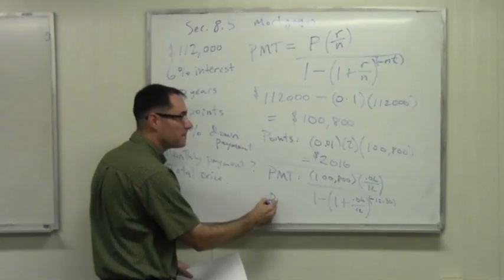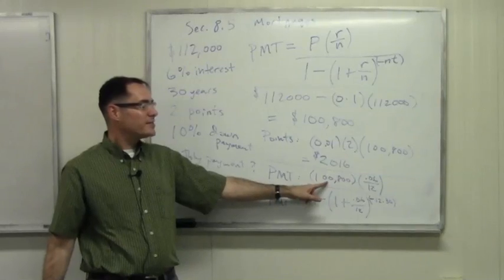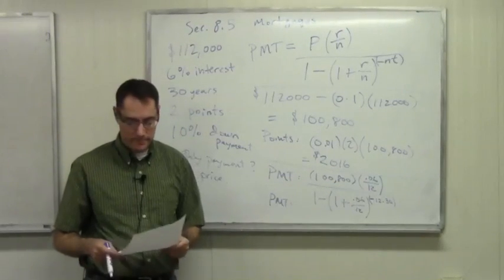Is the 1,800 in parentheses, or did you just put it there? I just put it in parentheses because it's being multiplied. You don't have to do that on your calculator.